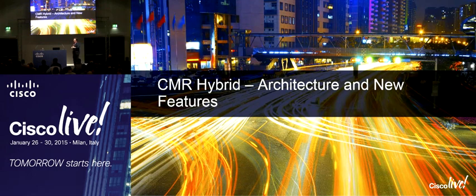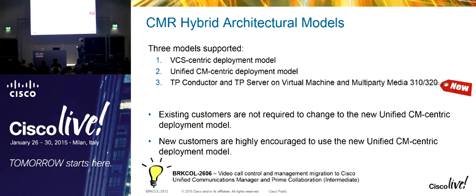Okay, now let's dive a little bit into the architecture, and we'll see the different components that enable the functions we've been discussing so far. So, first of all, we have three models supported as far as the architecture is concerned. First, the very first we introduced, is the VCS-centric.